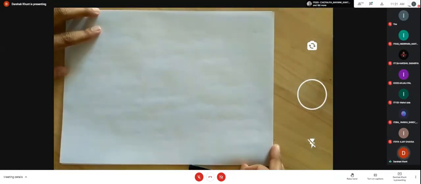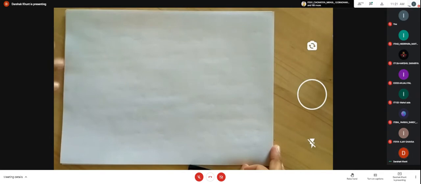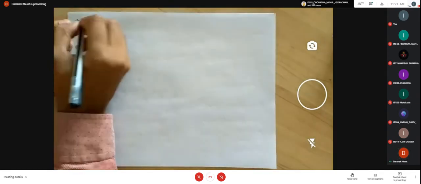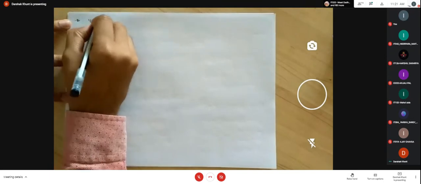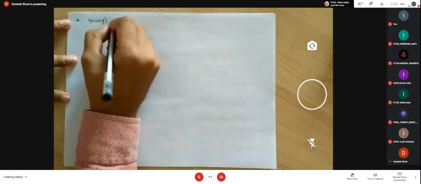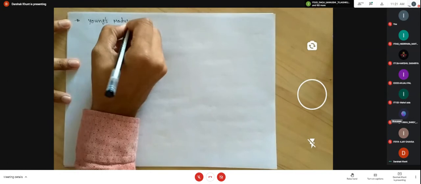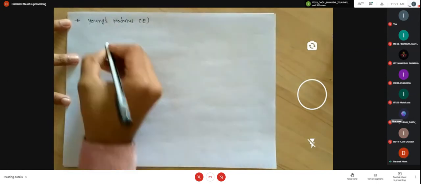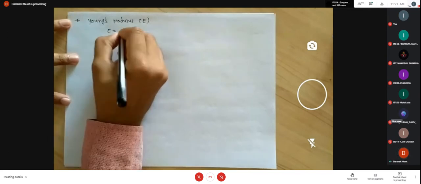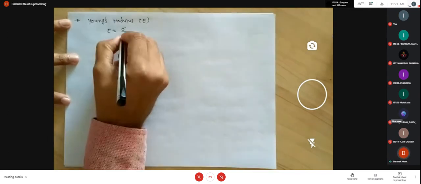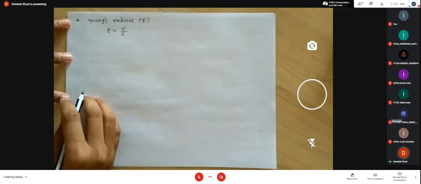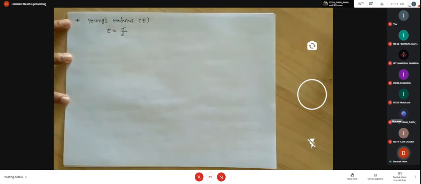So now we have seen three important constants. First one is the Young modulus. It is defined by E. Young modulus is stress by strain, longitudinal stress and longitudinal strain. So the ratio of stress by strain is defined as the Young modulus.